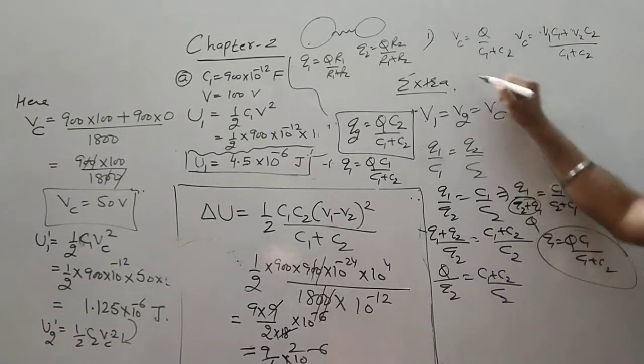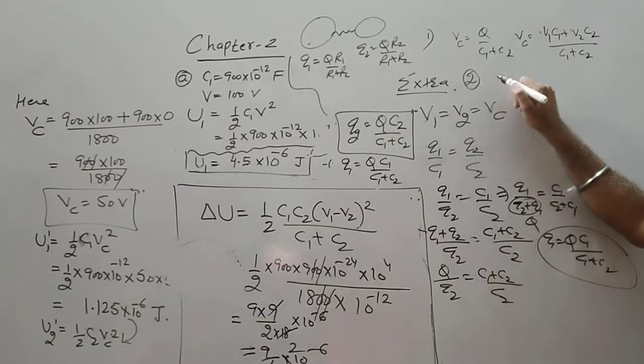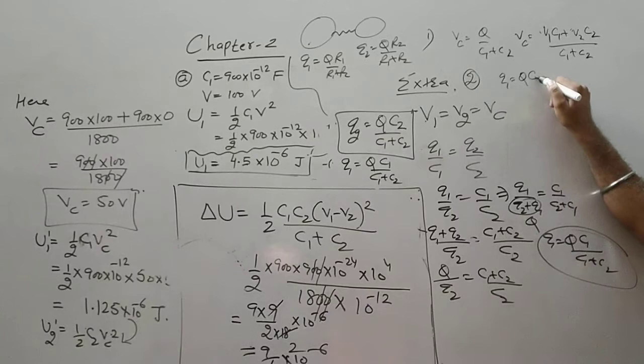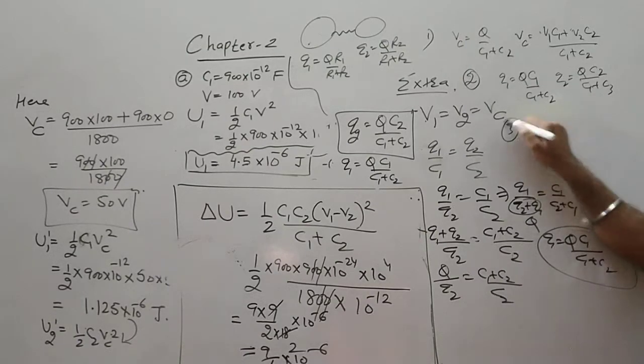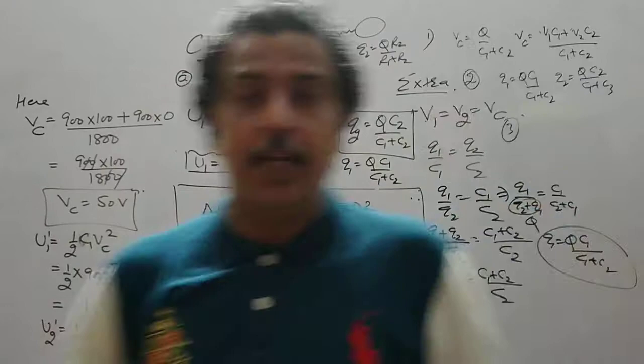This is the common potential formula. Second, if two capacitors are connected, then Q1 is equal to total charge times its own capacitance divided by total capacitance. Q2 is total charge times its own capacitance upon this. And third formula is this loss of energy.